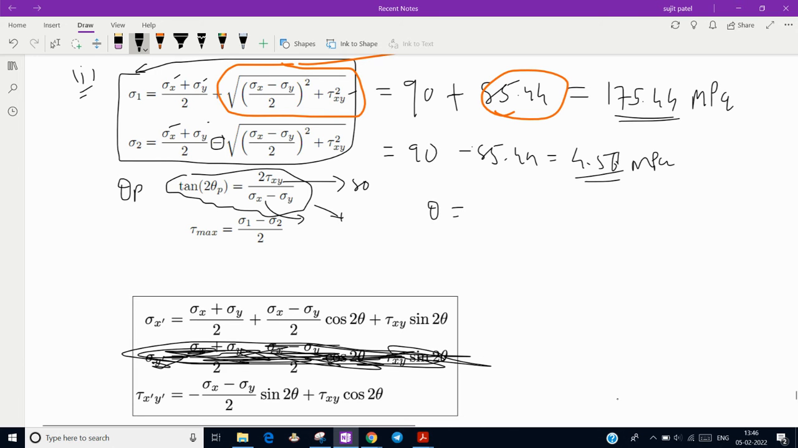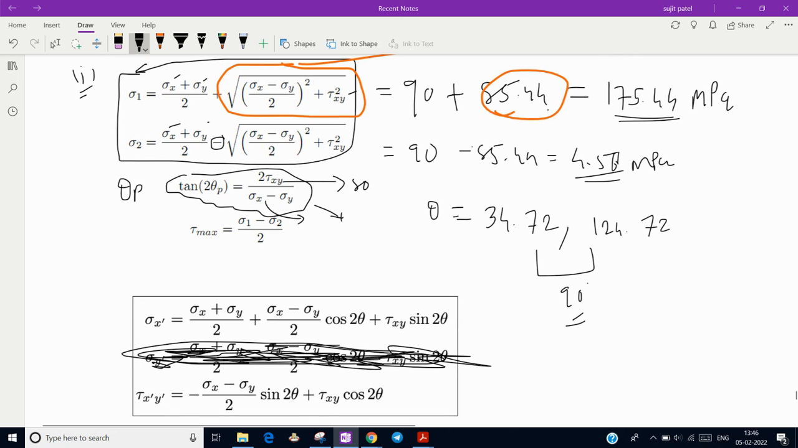So the theta value, when you solve this in the calculator, you will get 34.72 and 124.72, and see the difference between them is 90 degrees. Always the angle between the two principal planes is 90 degrees. And on Mohr's circle, the similar thing is 180 degrees, because on Mohr's circle the angles are denoted by 2 theta.